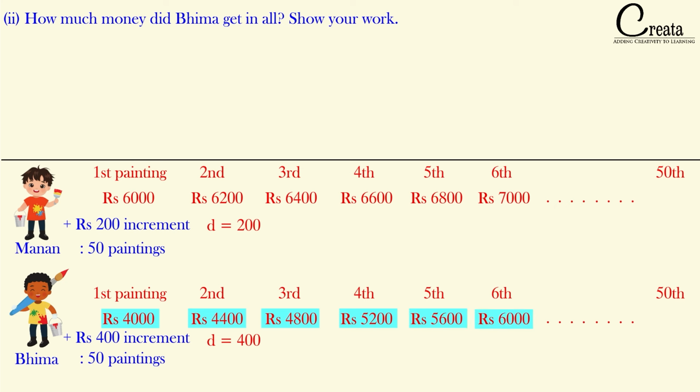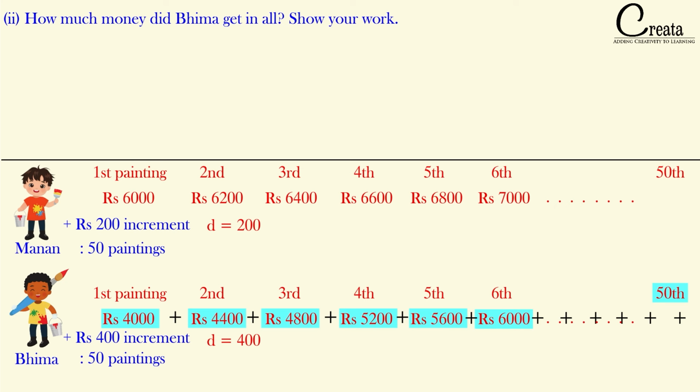Next, 5,600. Up to the 50th painting, he will get the money. And we have to tell in totality how much money Bhima will get. It means we have to find the sum of the arithmetic progression, the complete series. That is, we have to add all the terms.